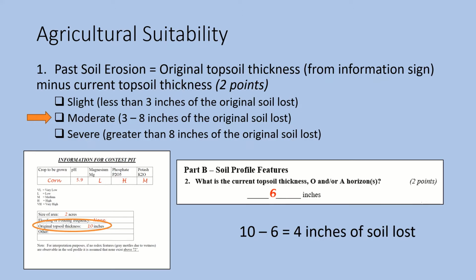Now, in some instances, the topsoil could become thicker over time, and this might be if you're in a depressional area where soil is being eroded from upslope and is being deposited at the site. So you may see that your current topsoil thickness is actually thicker than the original. In that case, we would say past soil erosion has been slight, because really there's been no soil loss from the site.